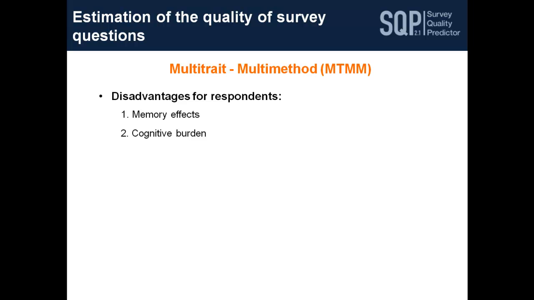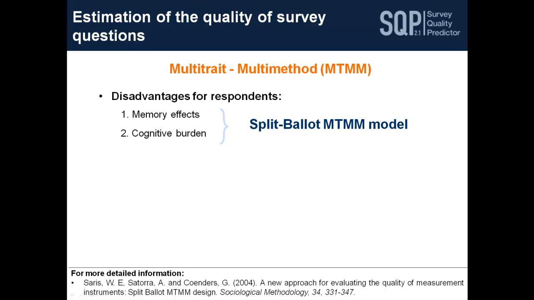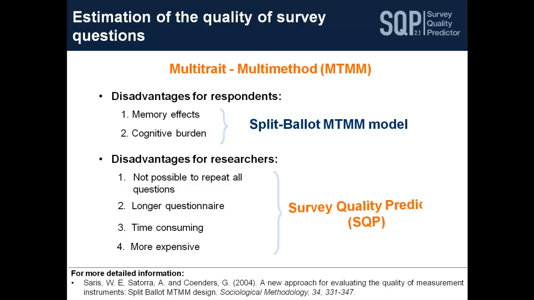However, the MTMM procedure has some limits. First, there are some disadvantages related to the respondents. These are memory effects and the cognitive burden of having to answer the same questions at least 3 times. In order to limit to 2 the number of repetitions for each respondent, the split-ballot MTMM model was proposed by Saris, Satorra, and Coenders. The feasibility of MTMM experiments is also limited by the disadvantages affecting researchers. It is not possible to repeat every single question in a survey. The questionnaire can get too long, the process can be extremely time-consuming, and it can also therefore get very expensive. The survey quality predictor software was developed to deal with these limitations.